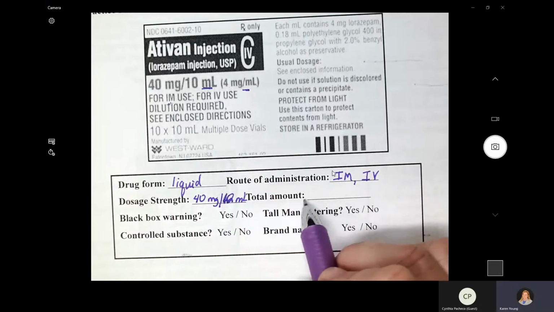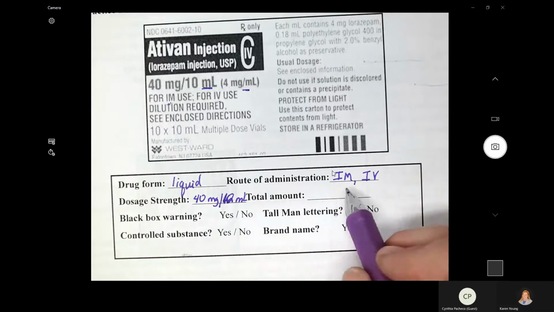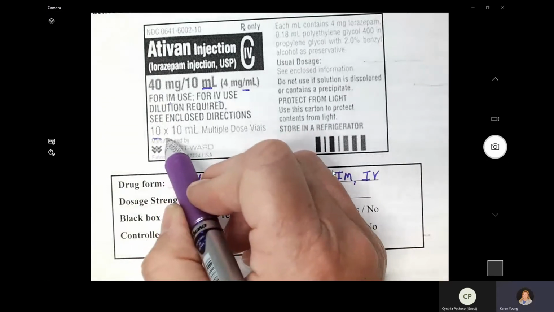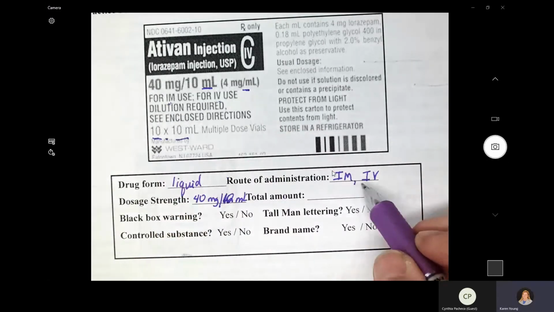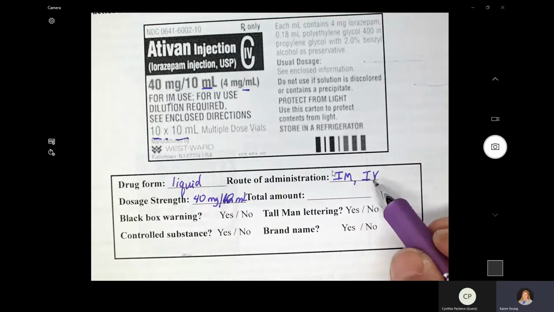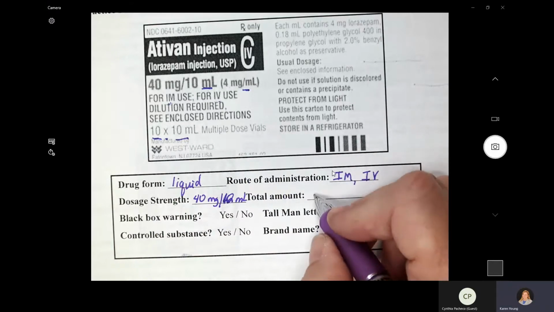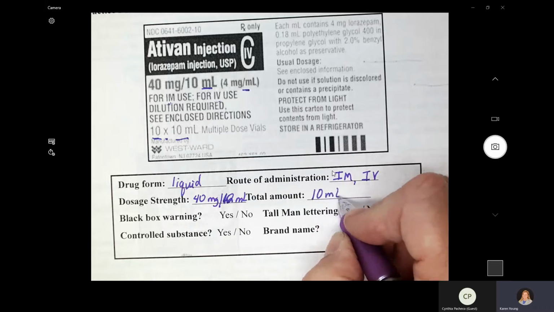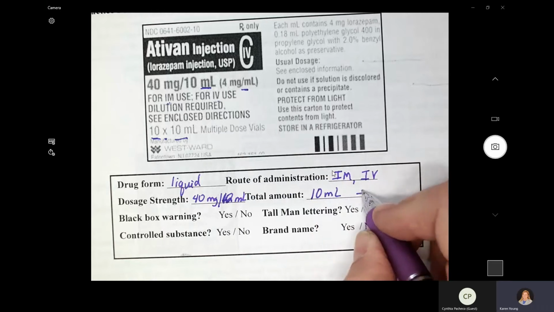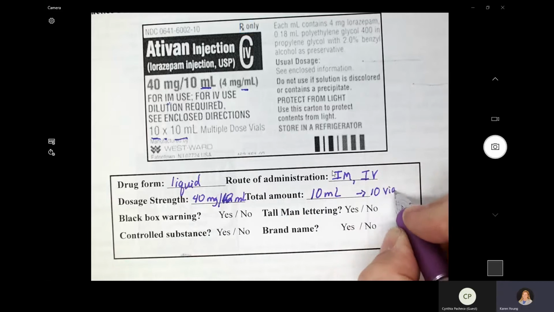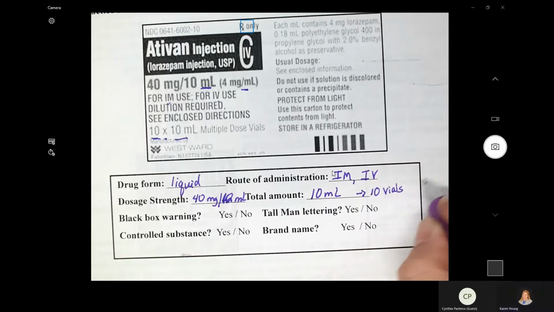And then I've got to look, what's the total amount? This says 10 by 10 milliliters. So I've got 10 vials. Each vial has 10 milliliters in it. So my total amount, and I'm generally talking about total amount per vial, is 10 milliliters. And I can also put out here, I have 10 vials, each 10 milliliters. However you want to word that. You can do either way, I don't care. Does it have a black box warning? Does it have a warning?